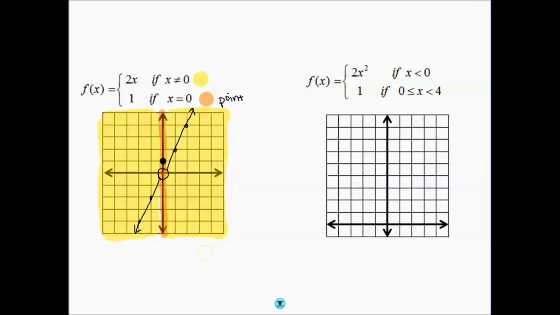One last problem. If x is less than 0, I'm going to shade that yellow. And then if x is between 0 and 4, I'm going to shade that orange.